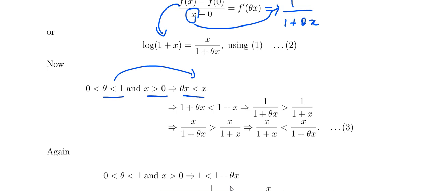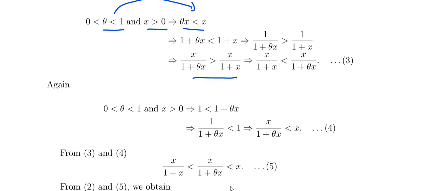So 1 plus theta x is less than 1 plus x. If you take the reciprocal, it becomes greater than. Multiply by x and you get the output. So from this, x by 1 plus x is less than x by 1 plus theta x. Once again, the same result, x is greater than 0 here. 1 is less than 1 plus theta x. Am I correct? So 1 is less than 1 plus theta x.